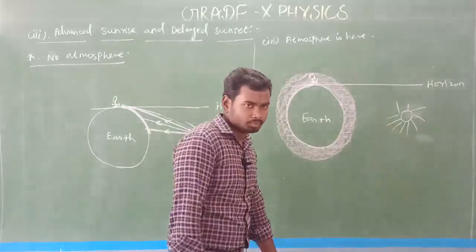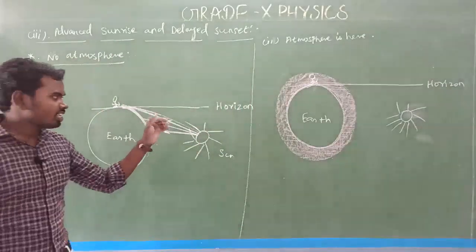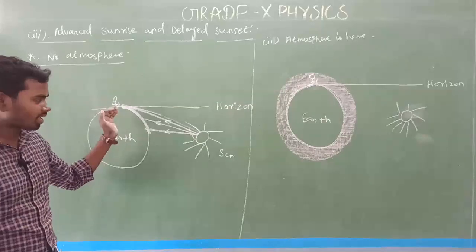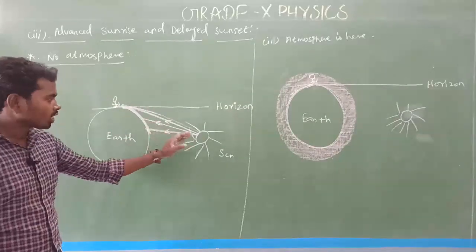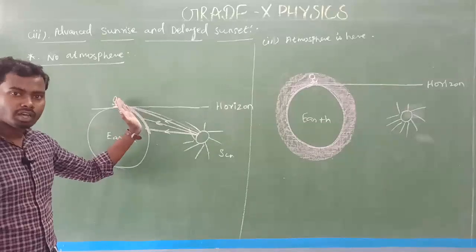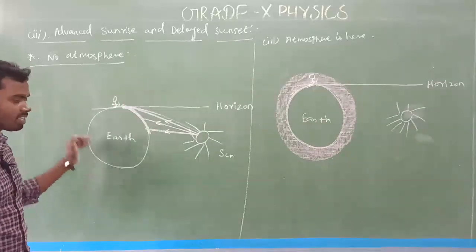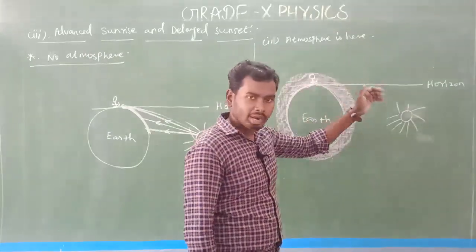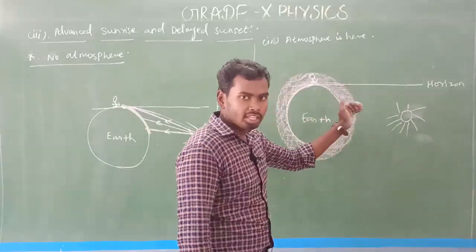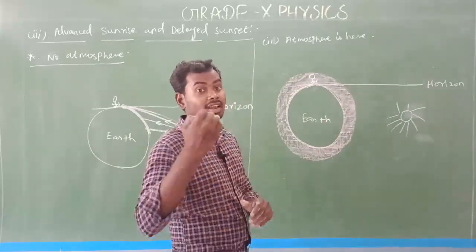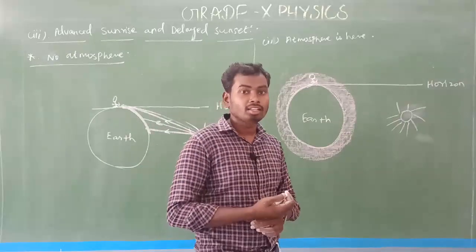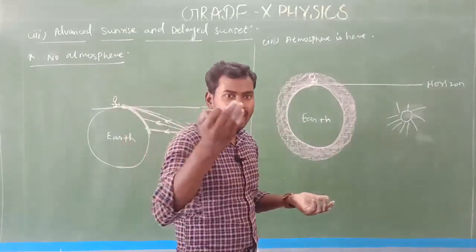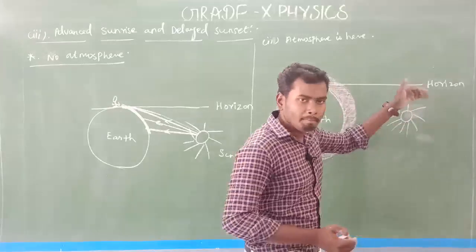Is it clear? In this case, when the sun is below the horizon, we cannot see the sunlight, because it is blocked by the surface of the Earth, since atmosphere is not here. But in the second case, atmosphere is here, and still the sun is below the horizon. In this situation we can see the sunlight, which is coming from the sun placed below the horizon.